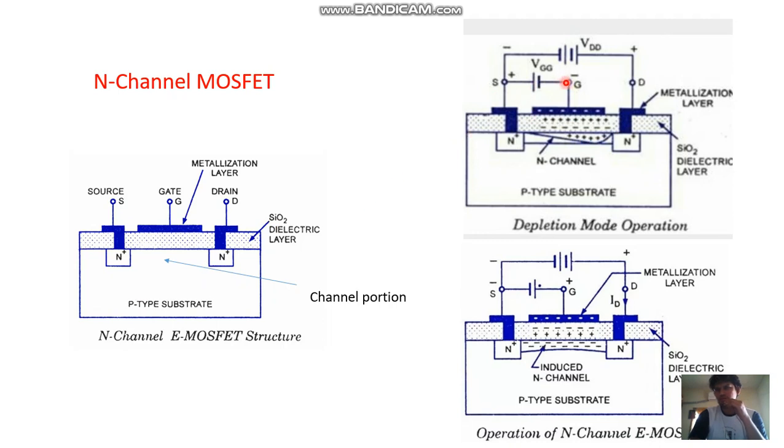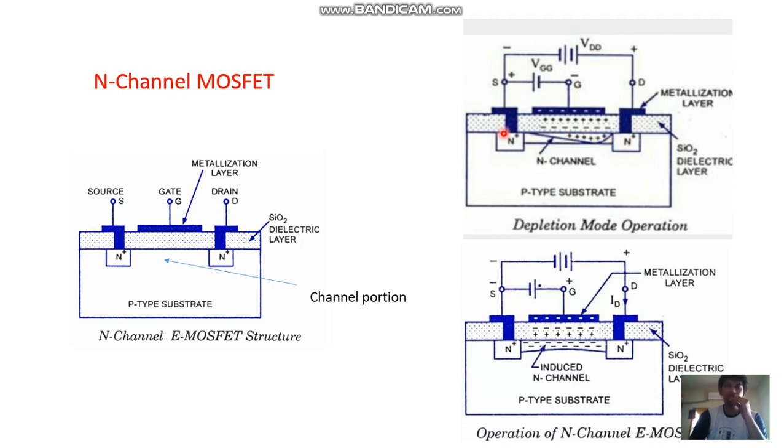So what is happening here? I am applying a negative voltage here. Negative voltage means this is negative, this is positive. Positive means what? Already there is a negative channel. We are injecting positives, which means we are depleting the MOSFET. That is why this is called depletion MOSFET. In other words, if it is completely depleted, the conductivity slowly decreases.